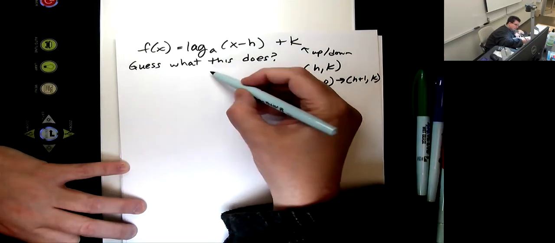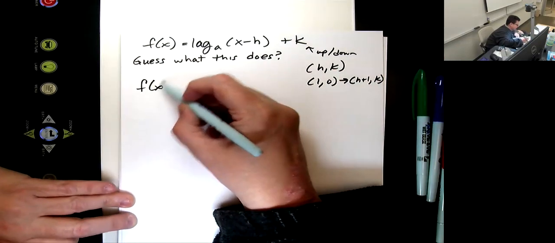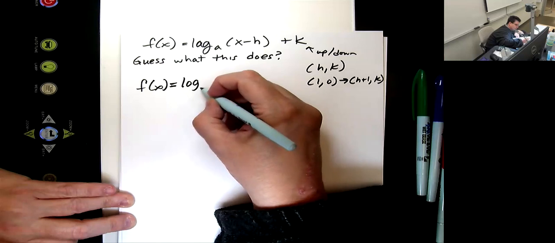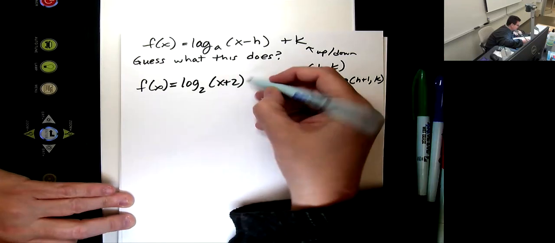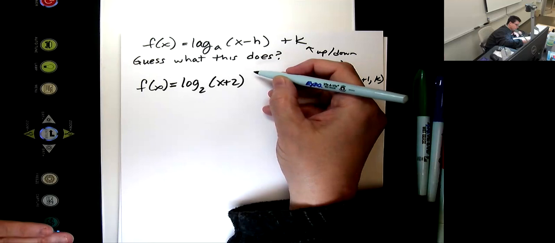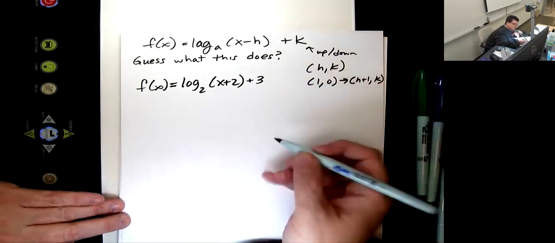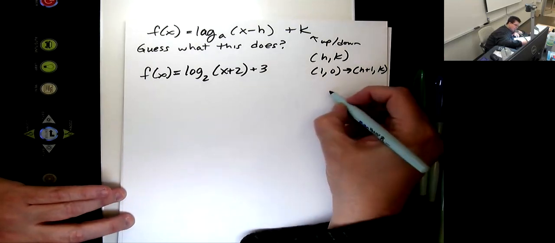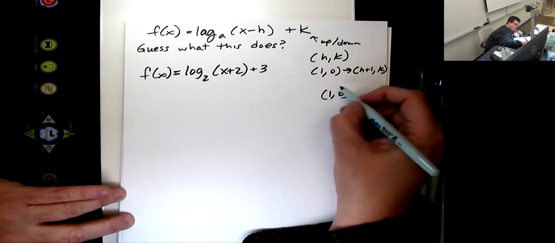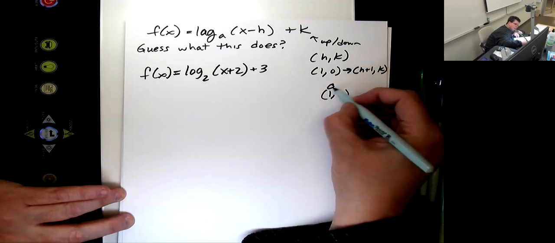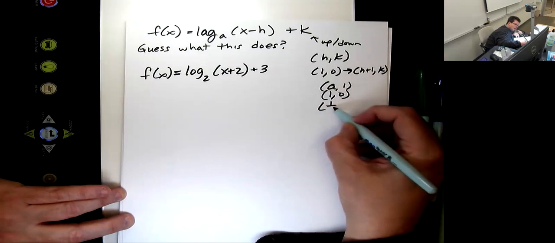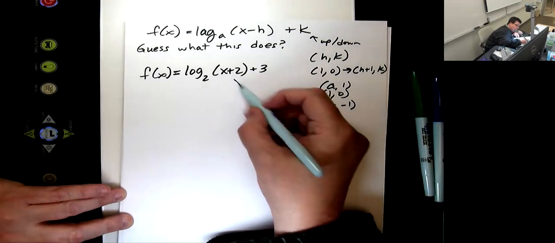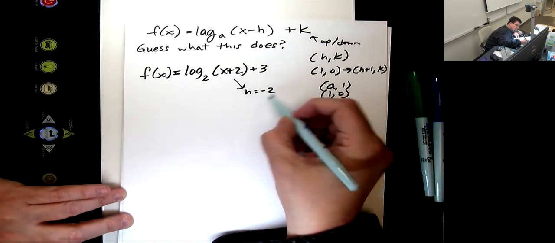What happens here is, if we have, let's just throw one in here. Let's do log base 2 of x plus 2, plus 3. We still have the 1, 0, the a comma 1, and the 1 over a comma negative 1. But now we're going to shift all these by h equals negative 2 here and k equals 3.